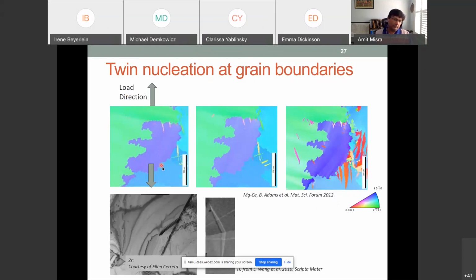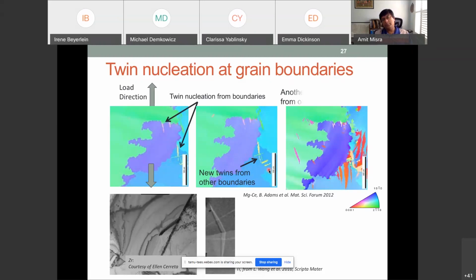This was clean of twins when it started, but these researchers had deformed this material in situ, and forgive my cartoony way of pointing out what they've done, but this was an in situ EBSD, and they saw after some amount of strain that these twins just started to nucleate from the grain boundaries. And you see then with more strain, rather than having them continue to propagate, they saw new ones forming. And then later on, with more strain, they saw even newer ones forming, and then those ended up growing to be very thick and accommodating deformation.